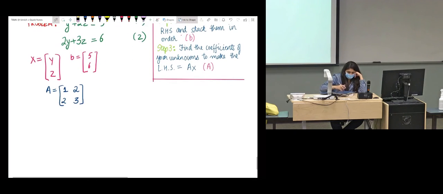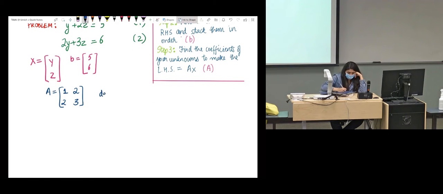Now to find the uniqueness of the solution, we need the determinant of A to not be 0. So in our case, the determinant is 3 minus 4 equals minus 1, which is not 0. So we have indeed a unique solution.